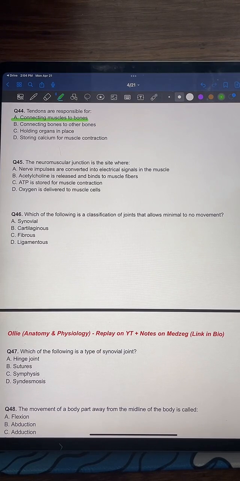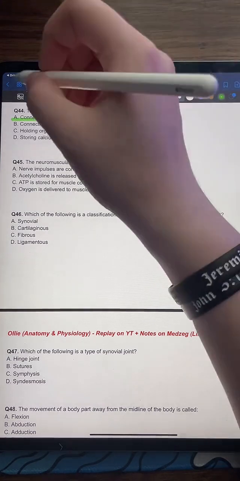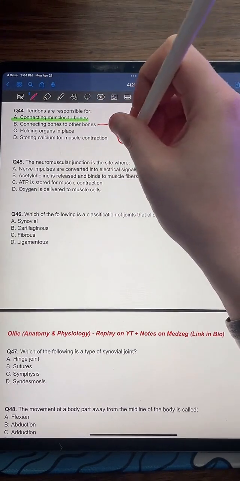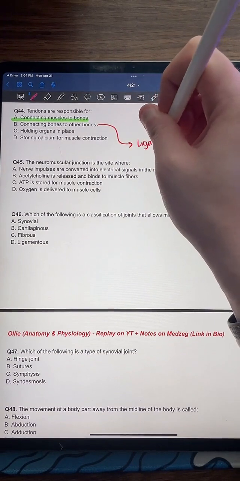Ligaments are bone to bone, yes. So right here for 44, the answer choice B. These would be ligaments.